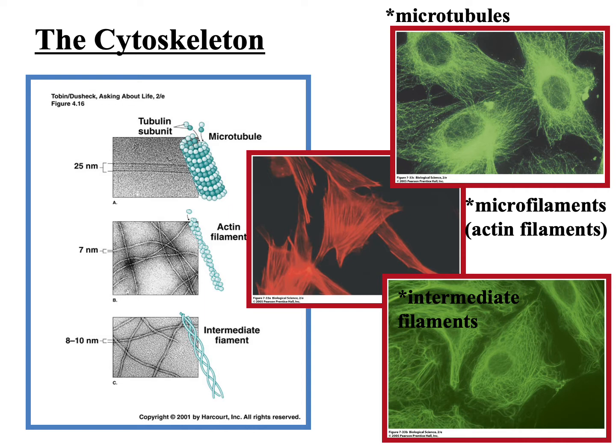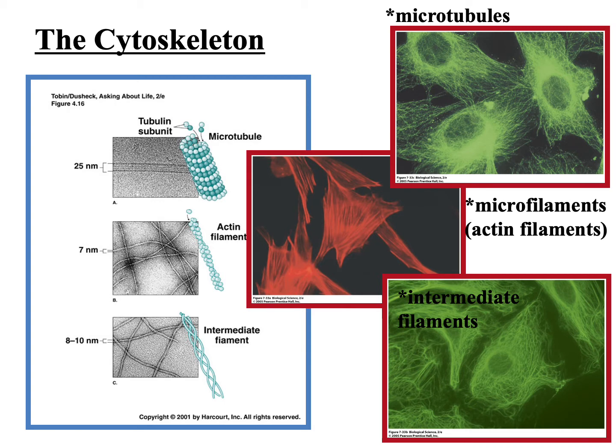When we discussed the nuclear structure, we also talked about the nuclear lamina. And the nuclear lamina was the network of fibers that lined the inside of the nucleus to help provide structure and support for the nucleus. The nuclear lamina is made up of intermediate filaments.